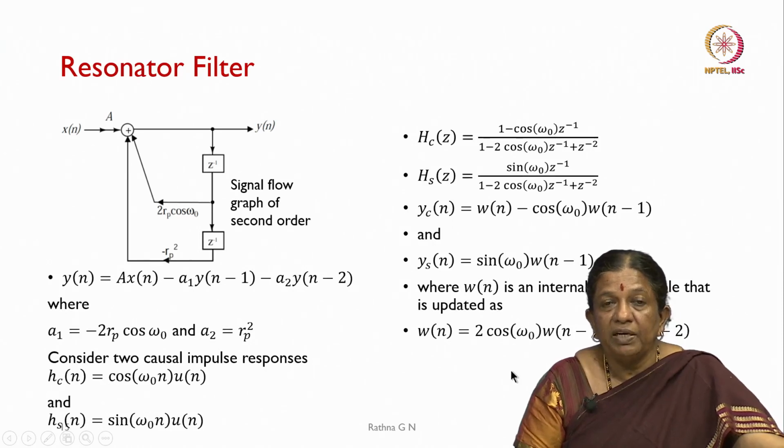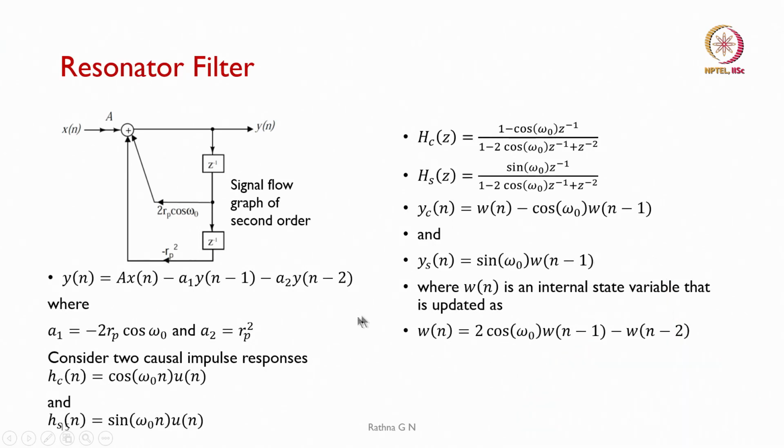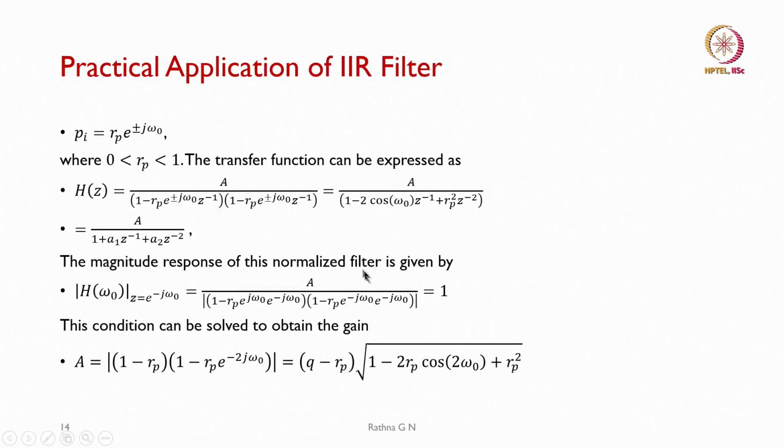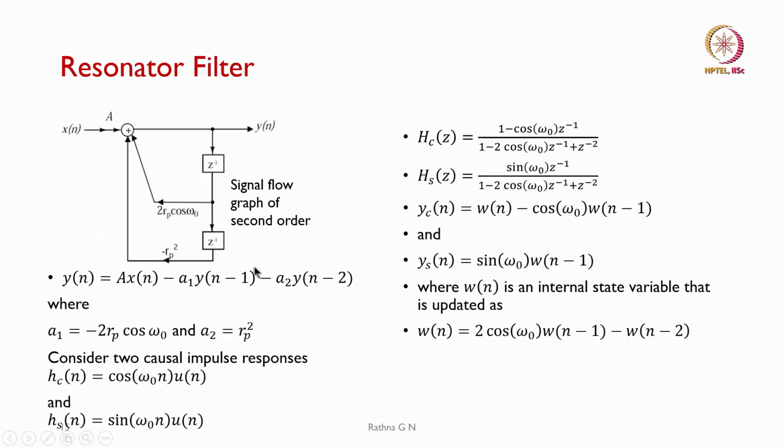So, how can we represent this? This is my magnitude A, x of n is the input, and z minus 1 is the delay. From the previous case, the equation has 2 Rp cos omega naught, which is represented as a coefficient, and this minus Rp squared is the other coefficient.